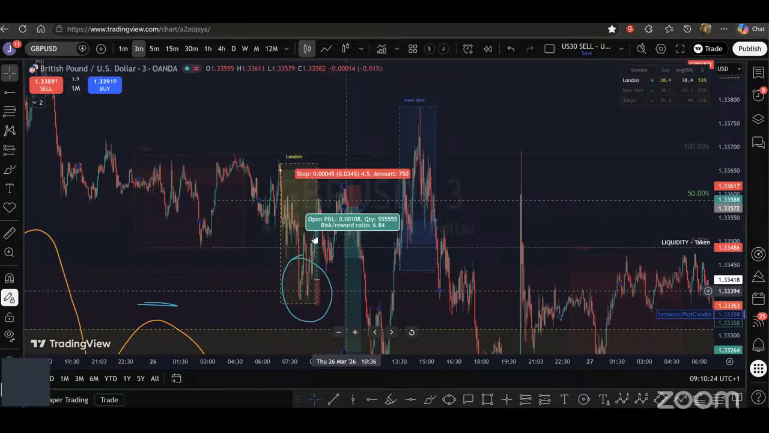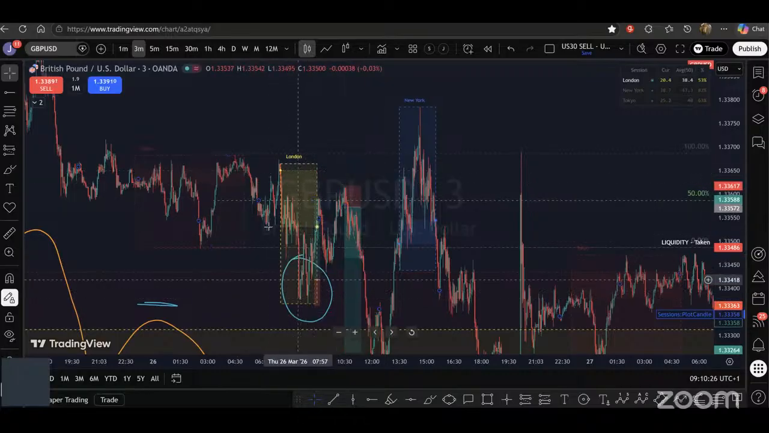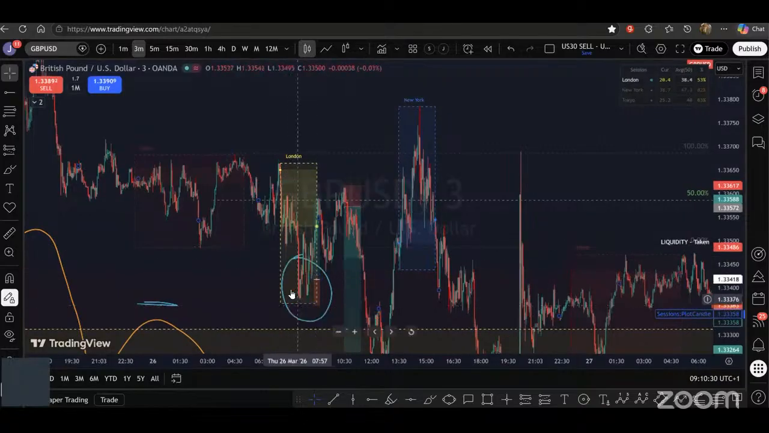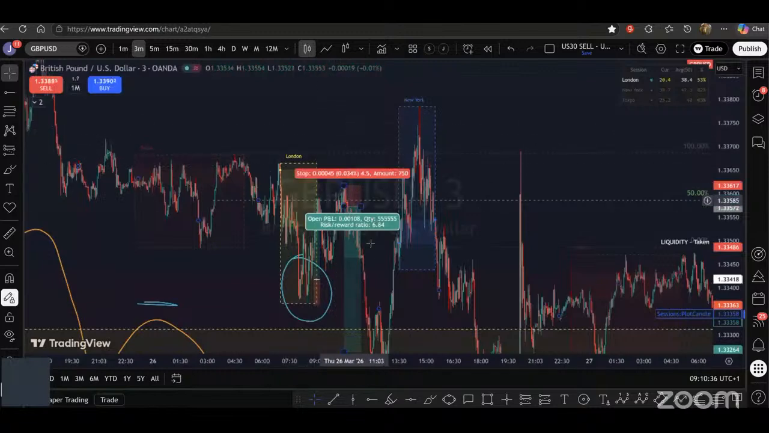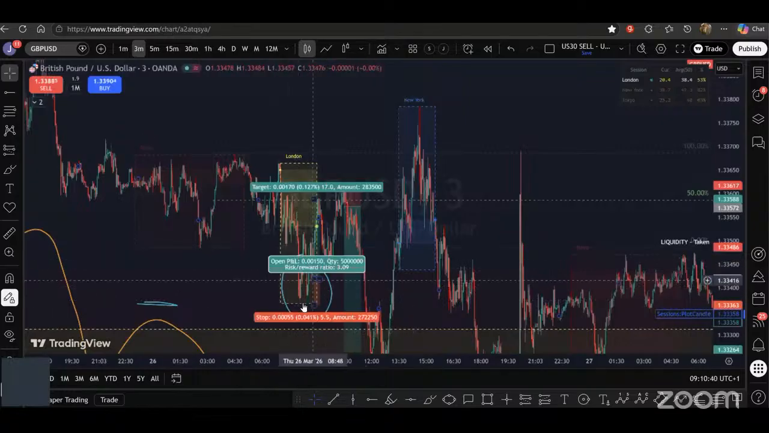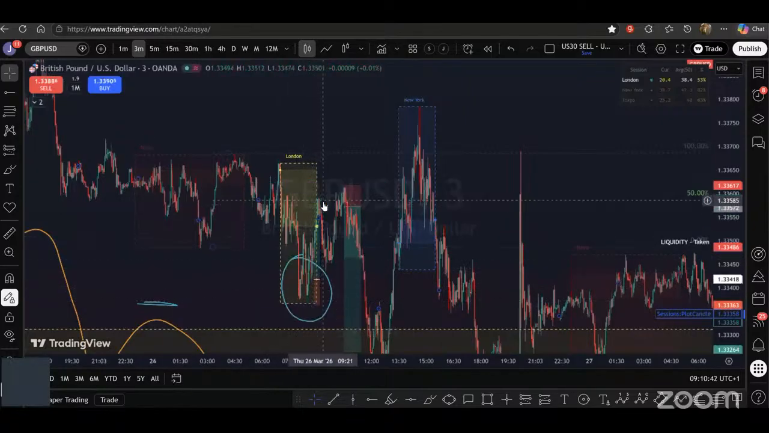But we're doing that because, unfortunately or fortunately, the market took liquidity first from below. If the market took liquidity first from above, then we could immediately get into the sell in line with the overall trend. But in this instance, it didn't. It took from below, giving us an opportunity to trade to at least 50% of this session.